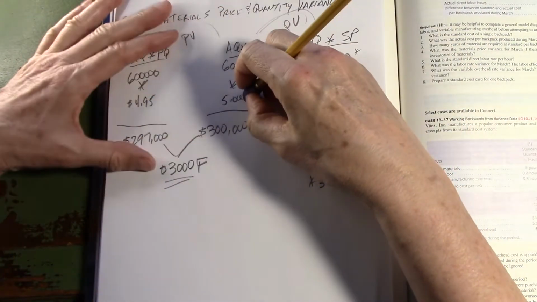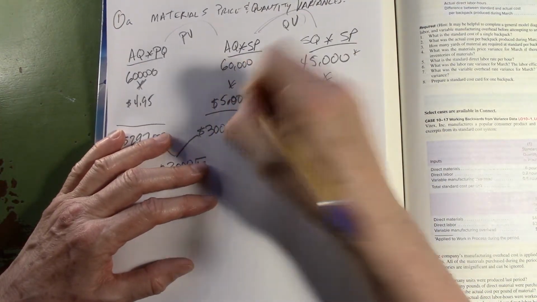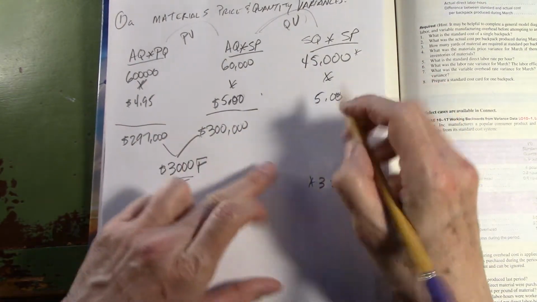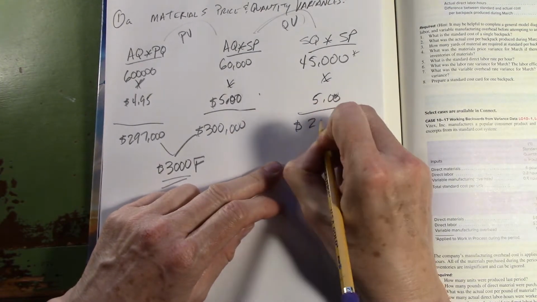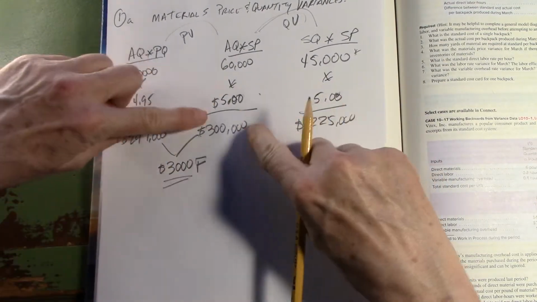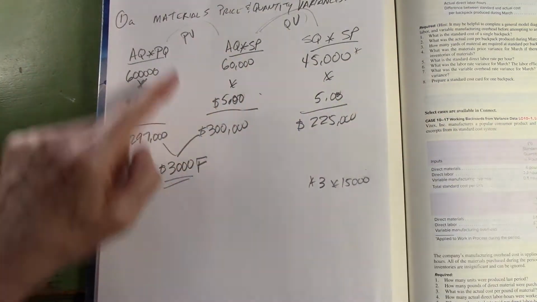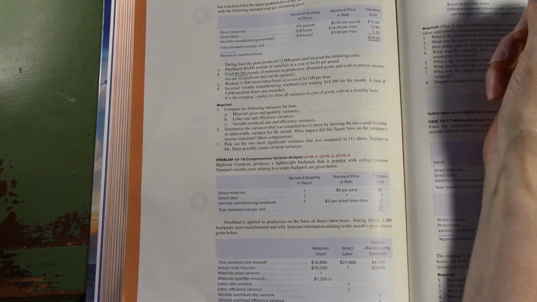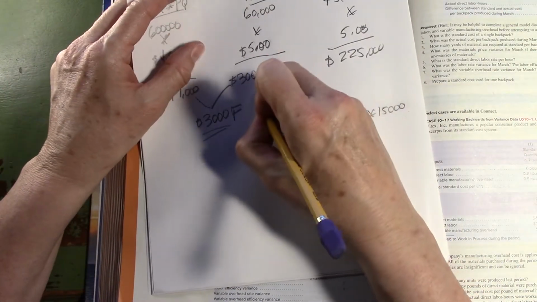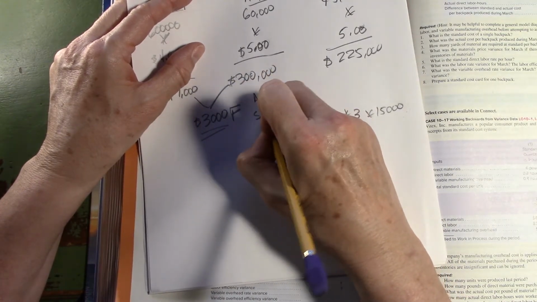Oh, that's a 5. Alright, and that's 5. 45,000 times 5 is 225. But I can't compare it to this, because my actual quantity in terms of this is what I actually used, 49,200. So let's redo my AQ times my SP using my actual quantity used.